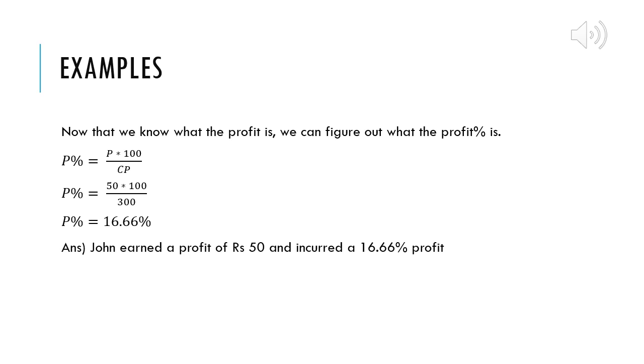Now that we know that John made a profit of rupees 50, it is time to calculate the profit percentage. The following formula is used to calculate the profit percentage. Profit percentage is equal to profit into 100 divided by cost price. That is, profit percentage is equal to 50 into 100 divided by 300. So after calculating that, you will get the profit percentage to be 16.66%. So the final answer is John earned a profit of rupees 50 and a 16.66 percent profit.